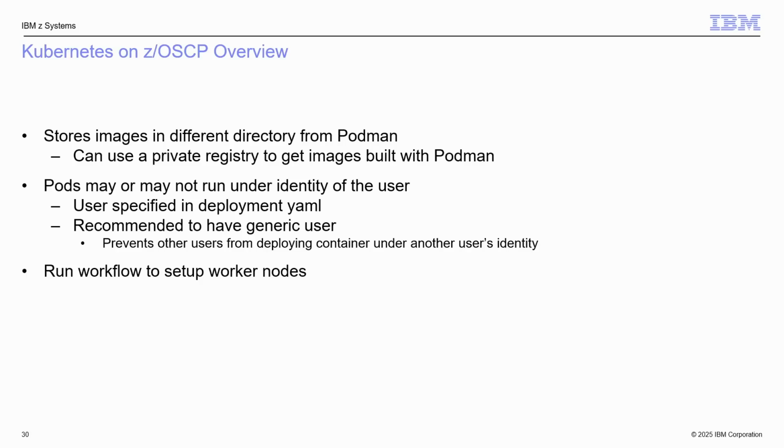Additionally, in Podman, the pods always run under the identity of the user. In this case, that does not have to be the case, and Kubernetes can change users. So what we recommend is that we create a generic user, which I'll be going over in the security setup in a few slides. And this generic user has minimal permissions so that there's no unauthorized access to containers, and containers have the least permissions possible.